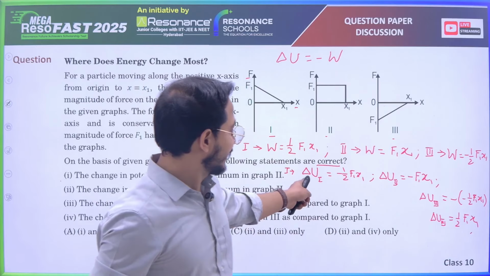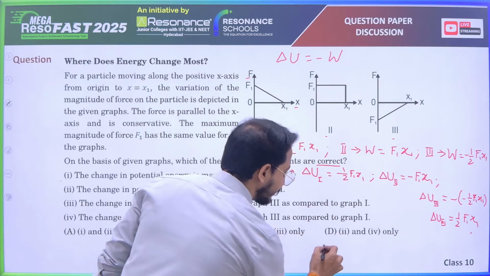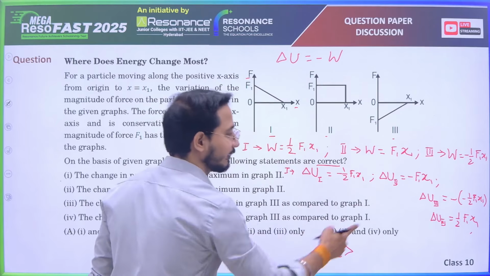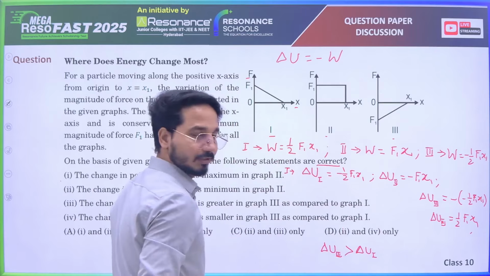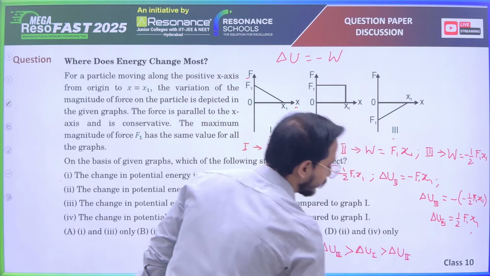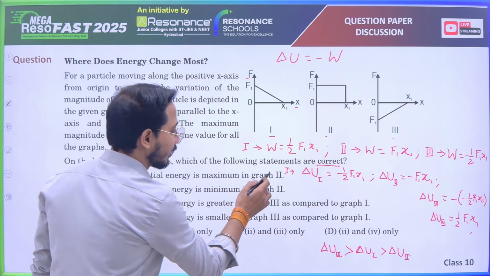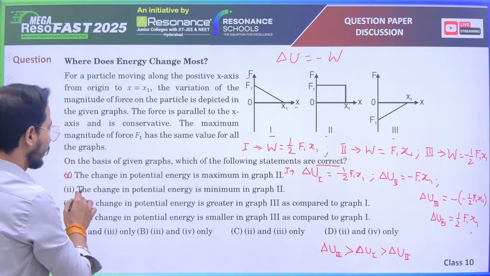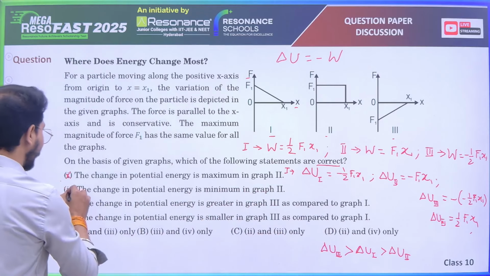Now if we arrange these potential energies in order, we understand that change in potential energy of graph 3 is greater than change in potential energy of graph 1, which is also greater than change in potential energy of graph 2, right? So the first statement, change in potential energy is maximum in graph 2: false, this statement is not correct. Change in potential energy is minimum in graph 2: true, this statement is correct.